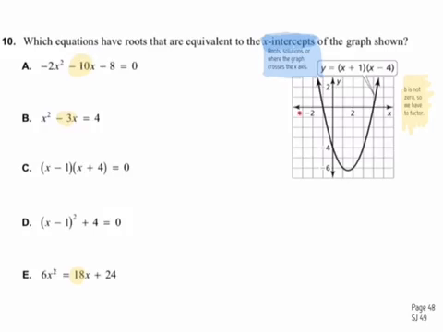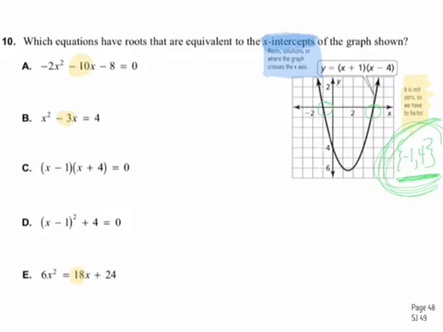Look at that graph really quickly. See if you can tell where the graph crosses the x-axis. Hopefully you said -1 and +4. The solutions to this are -1 and +4. So what I'm looking for is which of those, plural, A, B, C, D, or E, have these same solutions. That's what I'm looking for.